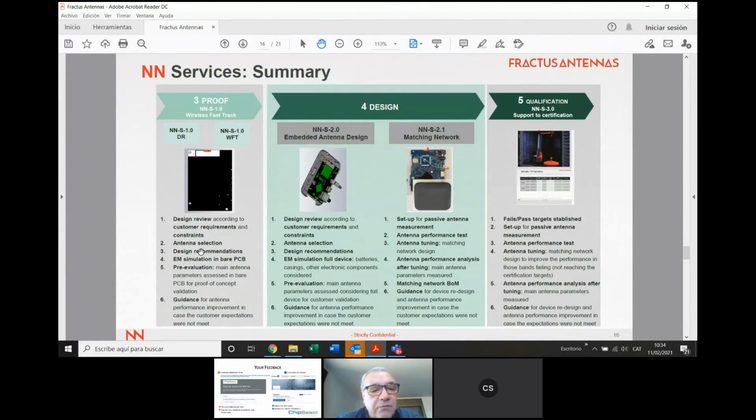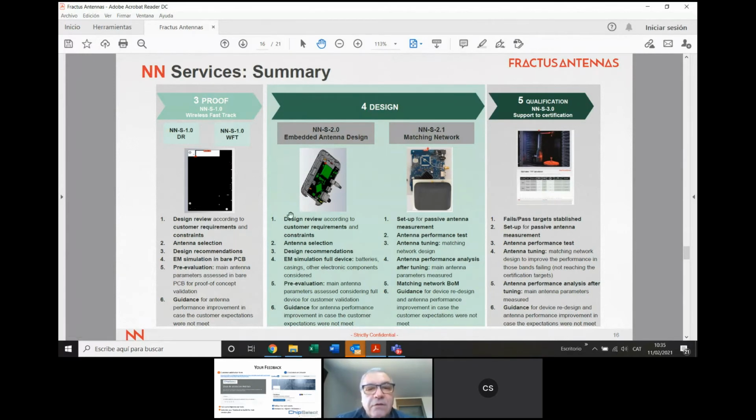We will make the antenna selection. We will send you design recommendations. In some cases, we make some electromagnetic simulations on a bare PCB. This depends on the quantity. And we also make a pre-evaluation of the main antenna parameters assessed on the bare PCB for proof of concept validation. Okay. So you will get some guidance for antenna performance improvement in case the customer expectations are not met. So we start to make some reports and simulations, but we also start some interaction with the customer to know what the needs of the customer are and what the future steps are. Okay.